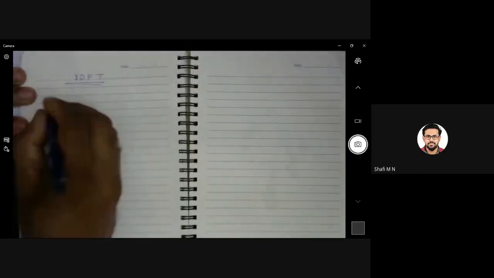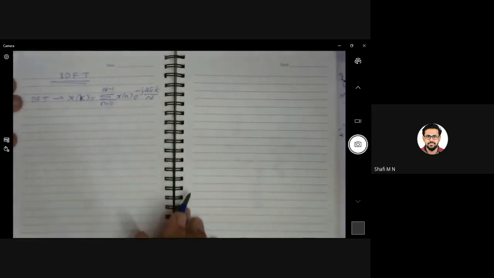Next thing is inverse DFT, IDFT. So let me recollect the equation of DFT once. DFT was given like this: X of k is given by sigma n equal to 0 to N minus 1, x of n e raised to minus j 2 pi k n by capital N. Did I miss one n? So this was the equation for DFT.